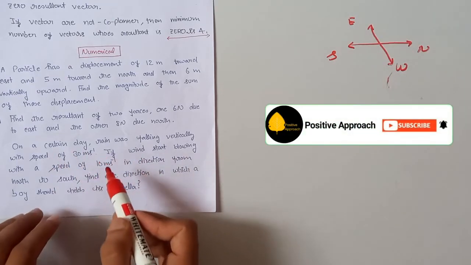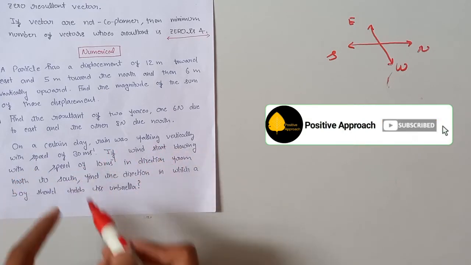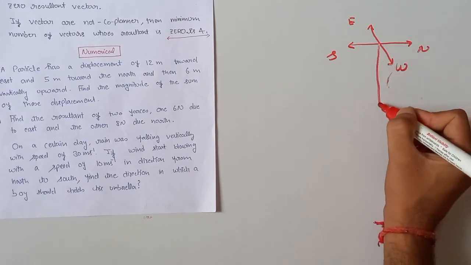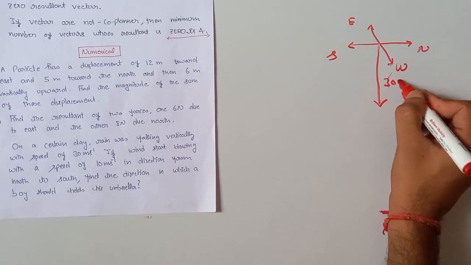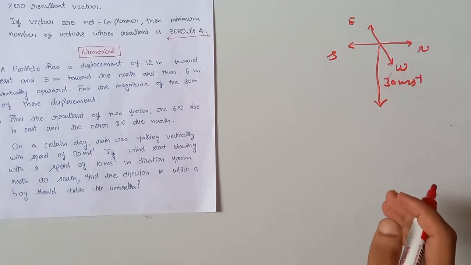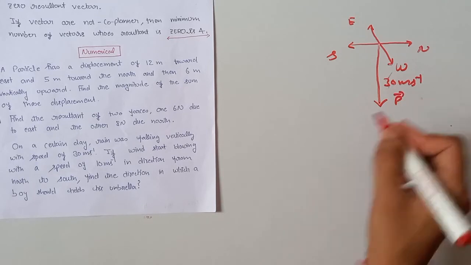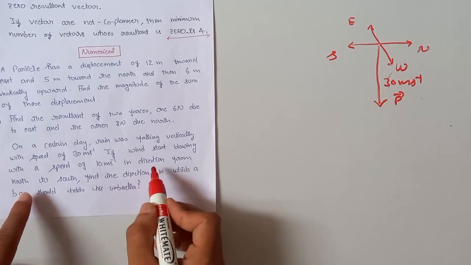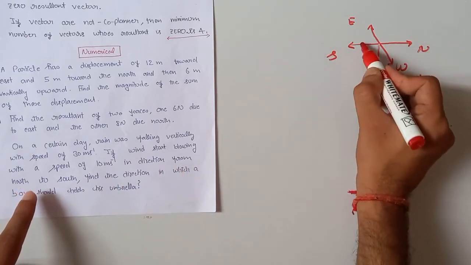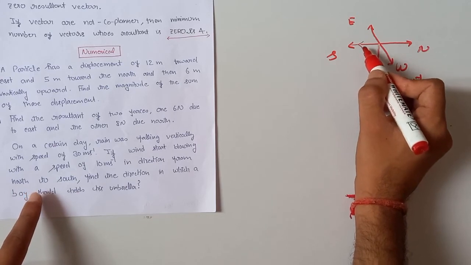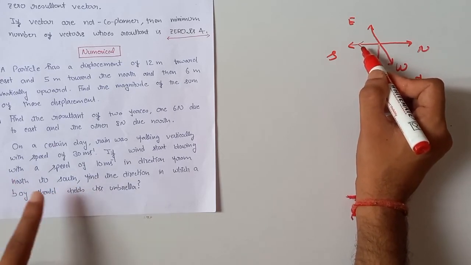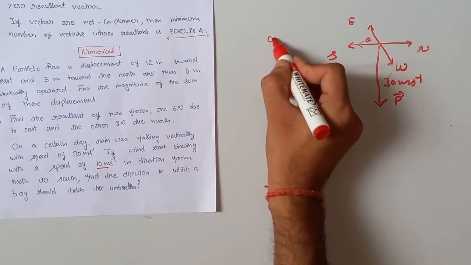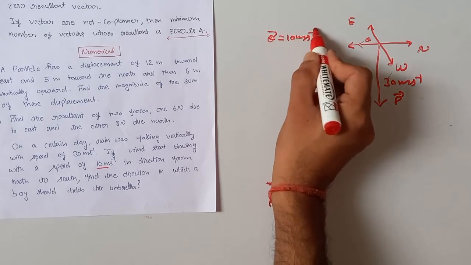The question says rain was falling vertically with a speed of 30 meters per second, vertically downward. Let this vector be P. If wind starts blowing with a speed of 10 meters per second in the direction from north to south, let this vector be Q. Then the vector Q is equal to 10 meters per second.